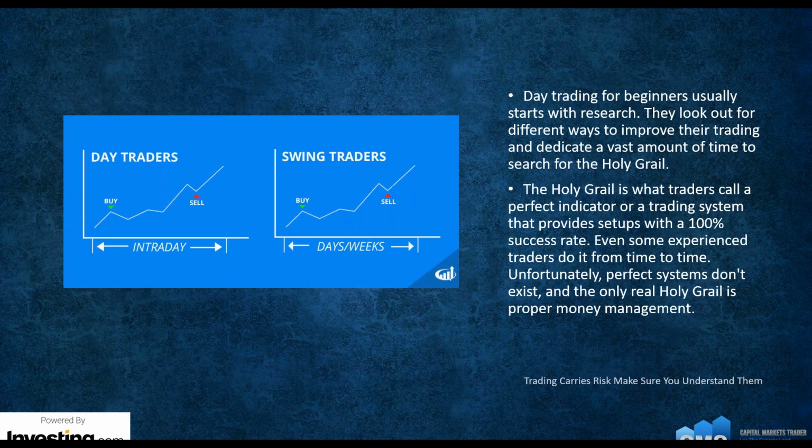Day trading for beginners usually starts with research. They look out for different ways to improve their trading and dedicate a vast amount of time to search for the Holy Grail. The Holy Grail is what traders call a perfect indicator or a trading system that provides 100% setups, with a 100% success rate. Even some experienced traders do it from time to time. Unfortunately, perfect systems don't exist, and the only Holy Grail is proper money management.